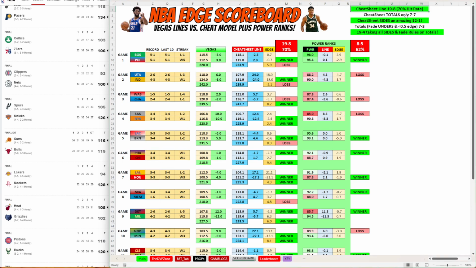But what I noticed that I want to go into a little further, our totals were only 7 and 7, so we were 500. So not terrible, but that's not great. We want to find something with more of an edge. Our sides went 12 and 1. So if you faded all the totals and went the sides, you hit 12 out of the 13 games. So that's ridiculous, but I also understand that's unsustainable.